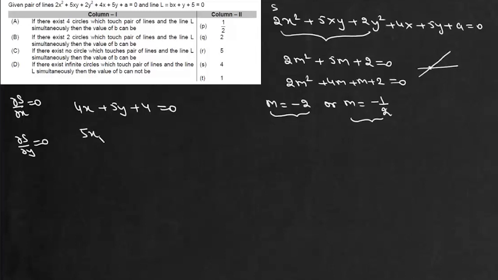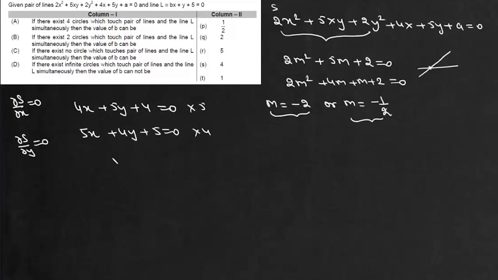Once we have the slope, we need a point on these lines. And we can find their point of intersection using partial derivatives. So let this equation be S. We'll partially differentiate this with respect to x, so ds upon dx equals 0. We'll get this as 4x plus 5y plus 4 equals 0. And we'll partially differentiate this with respect to y. We'll get this as 5x plus 4y plus 5 equals 0. Now we'll multiply this with 5 and this with 4.